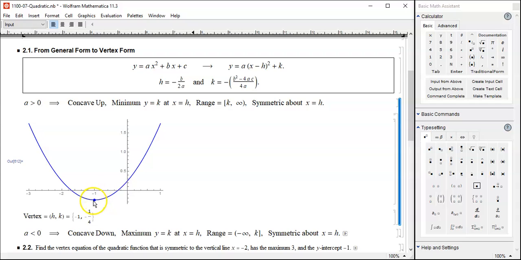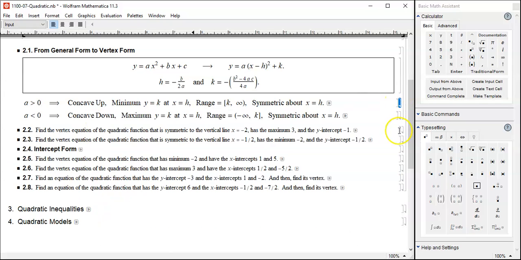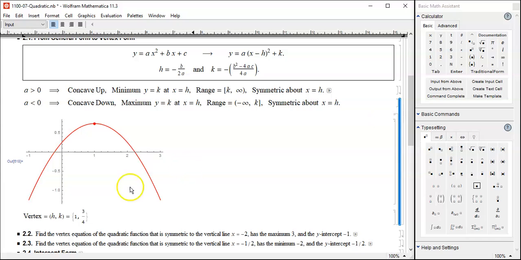Concave up, minimum here, h comma k, range k to infinity, symmetric about the vertical line x equals h. Concave down, maximum here, h comma k, range is negative infinity to k, symmetric about the vertical line x equals h.